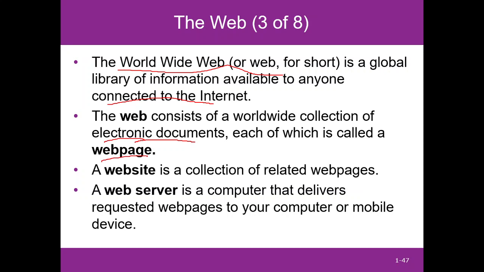What is a web page? A web page is an electronic document that carries some information. Now, what is a website? A website is a collection of related web pages. Our university's website contains maybe hundreds of web pages related to our university, to its different departments, to different people maybe. A website is hosted on a web server.